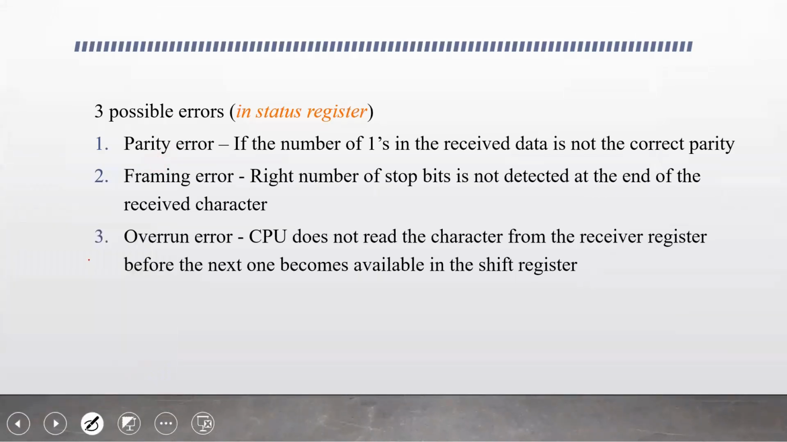Parity error is, as we have already learned, for detection of errors during transmission. Error means if the data is transmitted as 011, it has to be received as 011, not as 010. Here this bit is changed: instead of 1, it has been changed to 0.